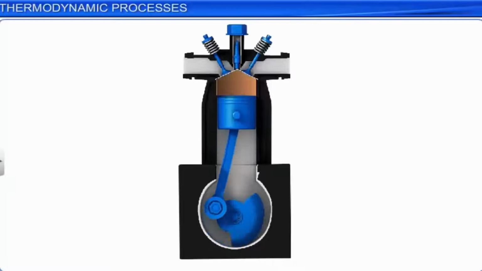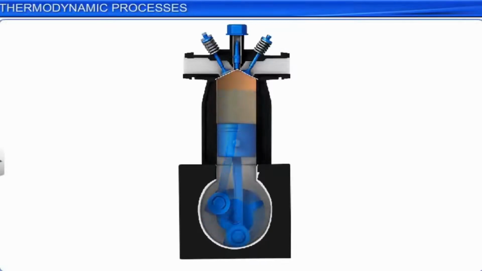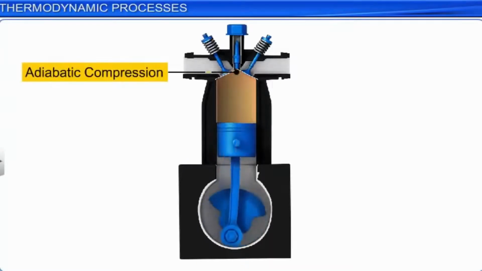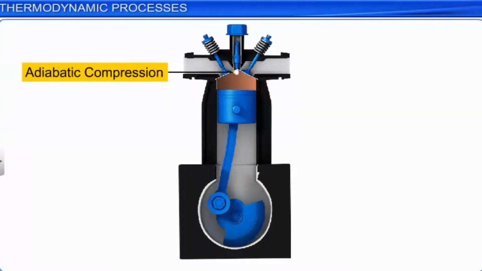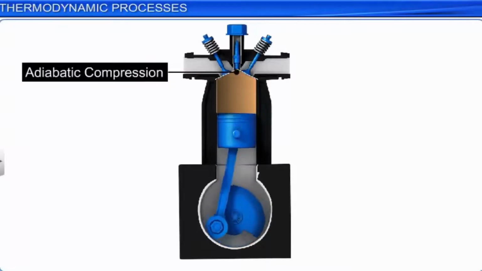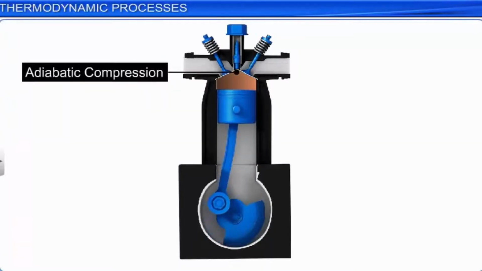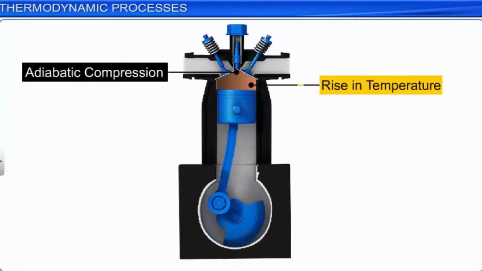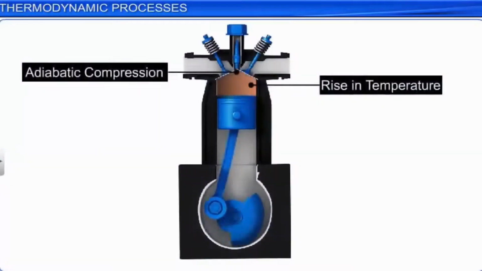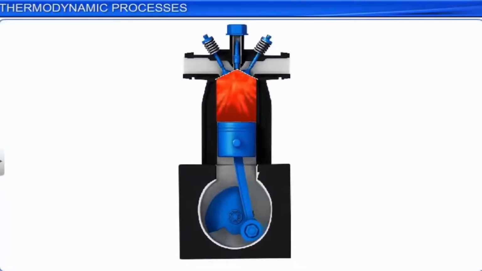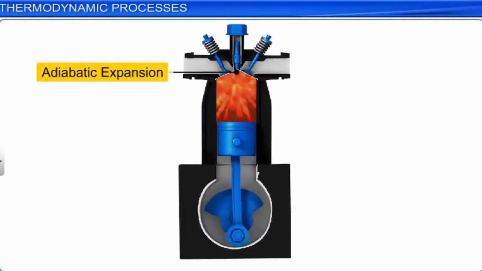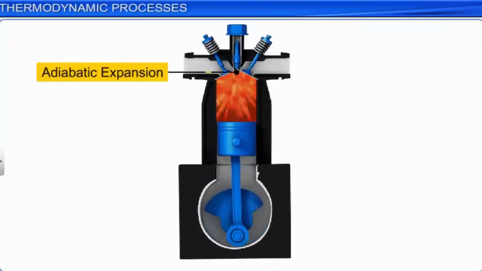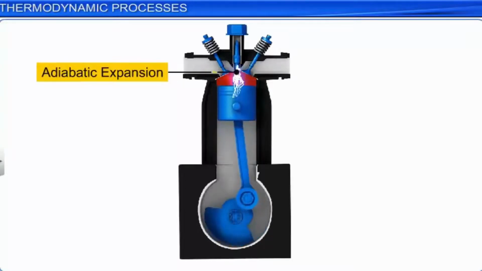For example, in a 4-stroke engine, the system undergoes an adiabatic compression in a compression stroke. During this process, the work done on the system adiabatically increases its temperature. In a power stroke, which is an example of adiabatic expansion, work is done by the system adiabatically, and as a result, there is a drop in its temperature.